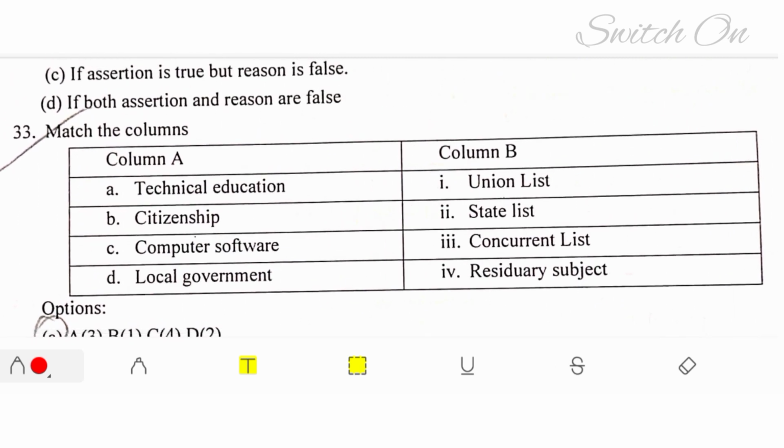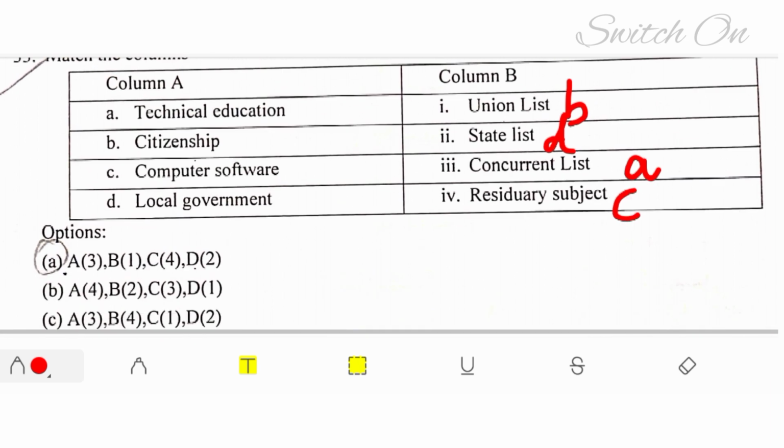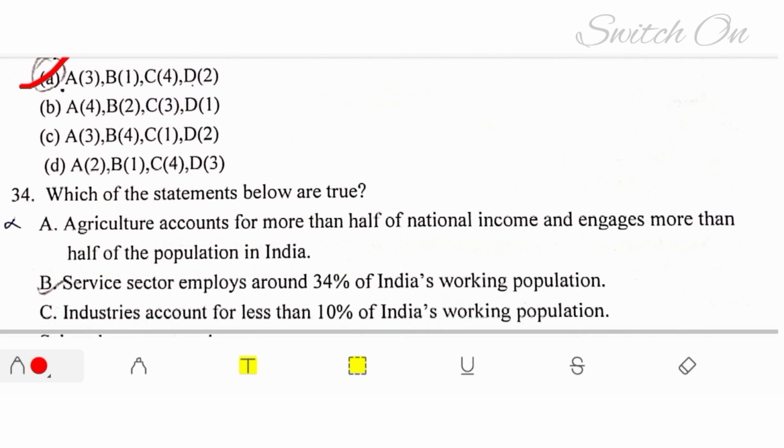Now you have to match the following. That is the question number 33. Technical education from column A can be matched to concurrent list in column B, and citizenship can be matched to the union government. Computer software is for the residuary subject and local government is for the state list. So these are the answers, and we have to check these answers in the options also. You should not get confused. So while saying I will check with A, so here A is the right answer.